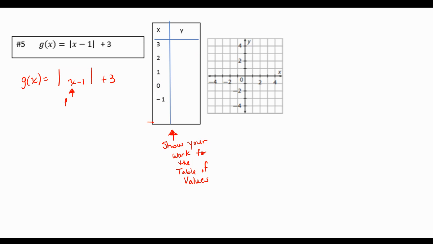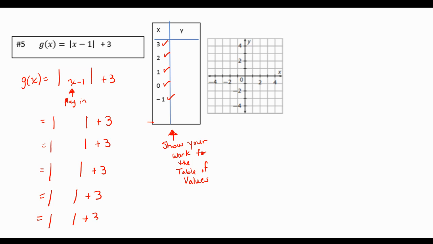So we're going to plug in, and this is the work I expect you to show. So I'm going to write this plus 3. I'm going to write it this many times: 1, 2, 3, 4, 5 times. Absolute value plus 3. That way it's easier for me, and I'm more accurate. And there's going to be a minus 1 on the inside.